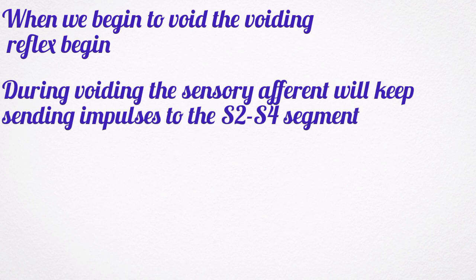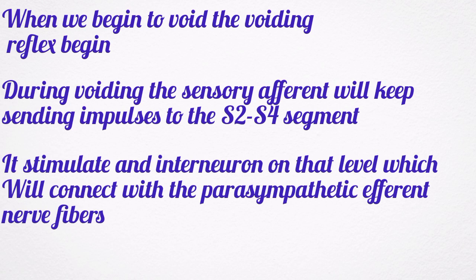Now, when we begin to void, the voiding reflex begins. During voiding, the sensory afferent fibers will keep sending impulses to the sacral region of the spinal cord. It stimulates an interneuron on that level, which will connect with the parasympathetic efferent nerve fibers. When the efferent fibers are stimulated, it will cause the contraction of the detrusor muscles. So in actuality, it looks like a loop.